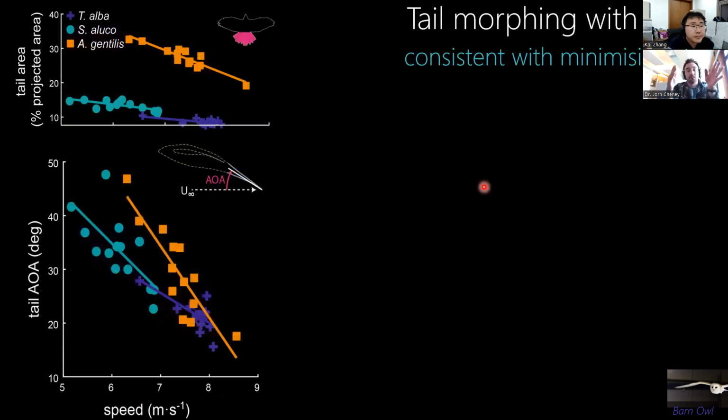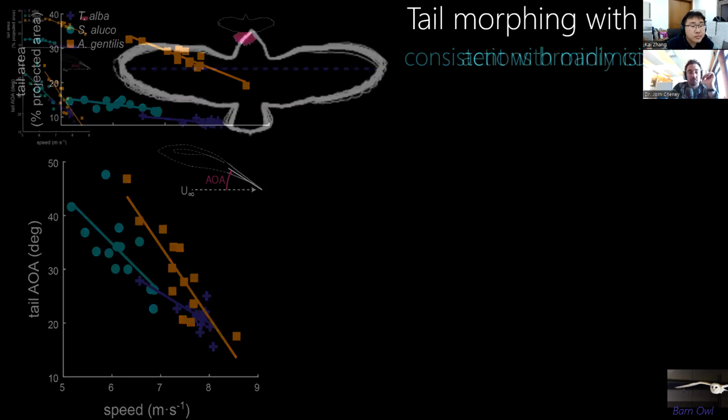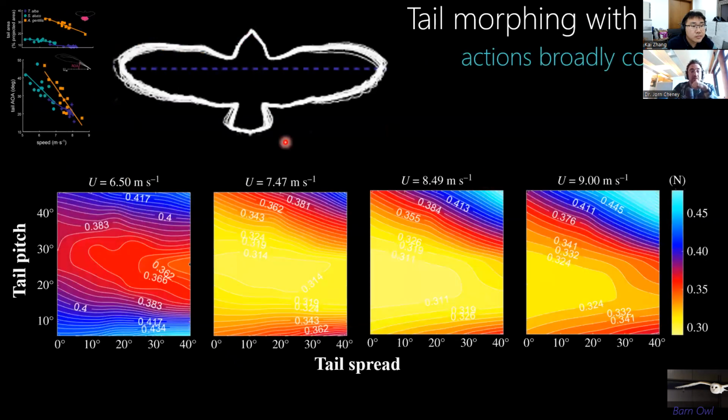And I showed you that tail area and tail pitch should change as a function of speed. So we can repeat what I just showed you, which was done at one speed, but do it at an array of speeds. In this case, we can do it at 6.5, 7.5, 8.5, and 9 meters per second. And what we see is that tail pitch will tend to decrease as you increase in speed. If you can see the minimum, which are quite hard to see, I apologize for that. That's on me. And then tail spread tends to go from wanting to have maximum spread to minimum spread as you go from slow to fast. So the actions that we predict based on CFD are broadly consistent with what we actually record in flying birds.